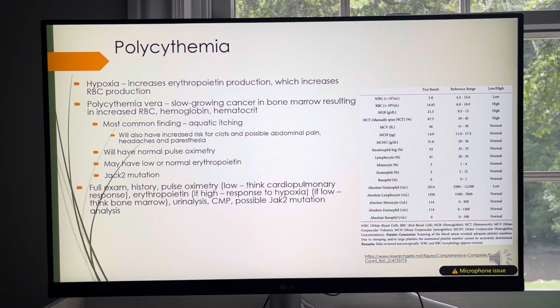So I guess the take-home point on this slide is this is a very, very rare cancer. If you see an elevated red count, evaluate for pulmonary etiology, cardiac etiology. But keep this in the back of your mind. Number one symptom, aquagenic itching. You can see the workup there. Don't memorize that for testing or anything like that. It's just something to remember that's out there.